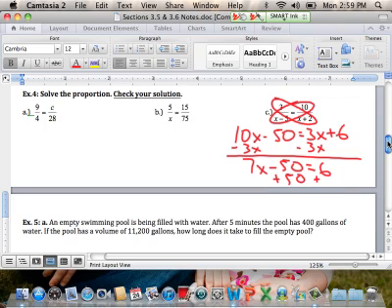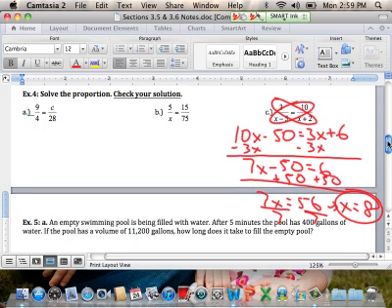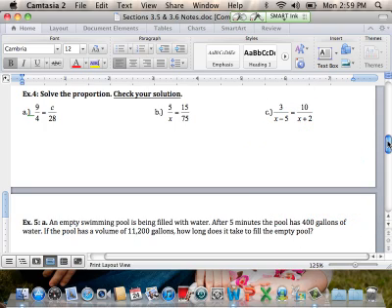Add 50 to both sides. So I get 7x equals 56. And then divide both sides by 7. Says x equals 8. All right, and again, A and B are very straightforward. All you have to do there is cross multiply and then solve. So you guys can kind of work through those on your own.